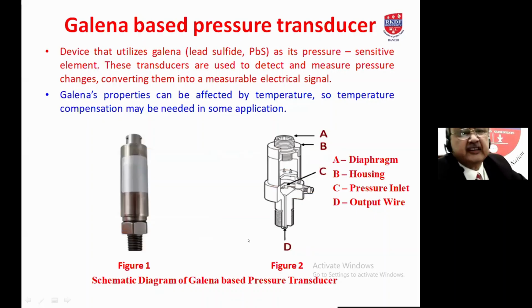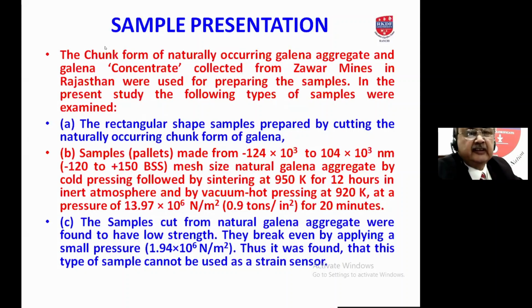The galena pressure transducer is a device that utilizes galena as its pressure sensitive element. These transducers are used to detect and measure pressure changes, converting them into measurable electrical signals. This is the pressure transducer we have made and we have also commercialized. The pressure transducer was made from chunk galena, as well as galena aggregate and galena concentrate, collected from the Zawar mines, Rajasthan, India.